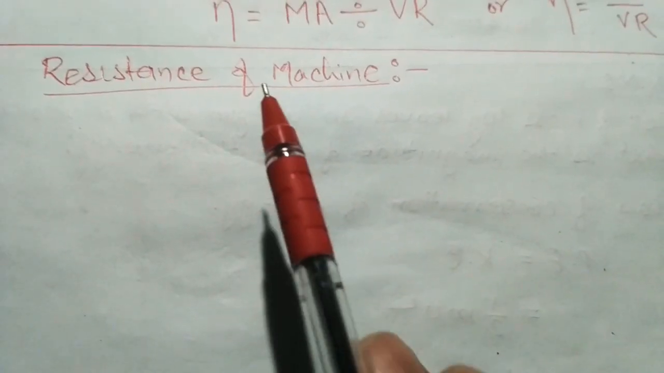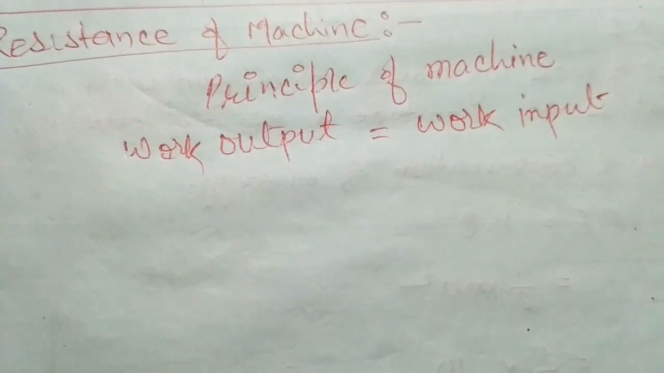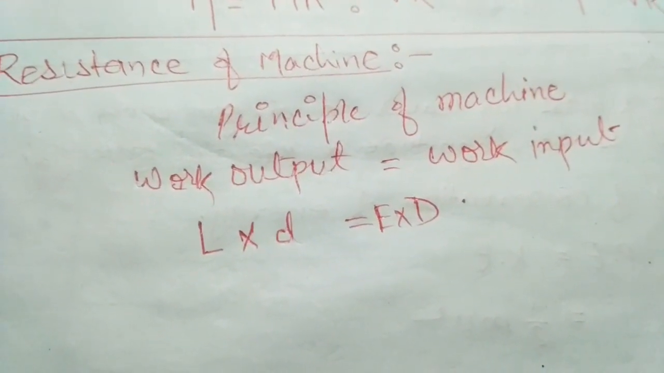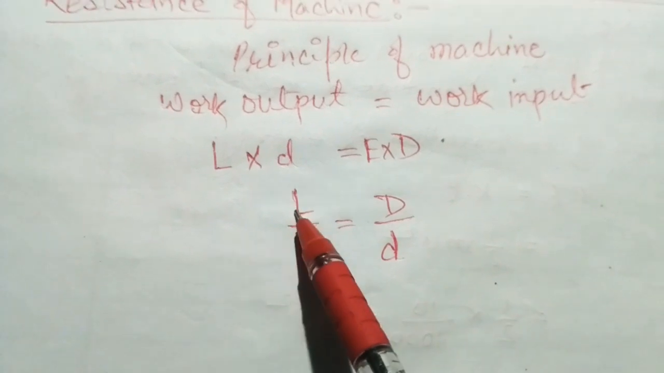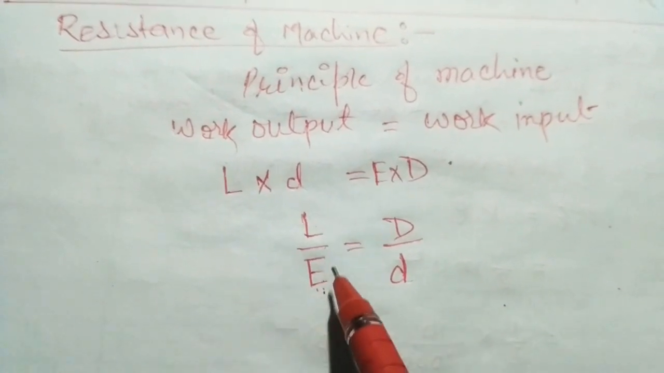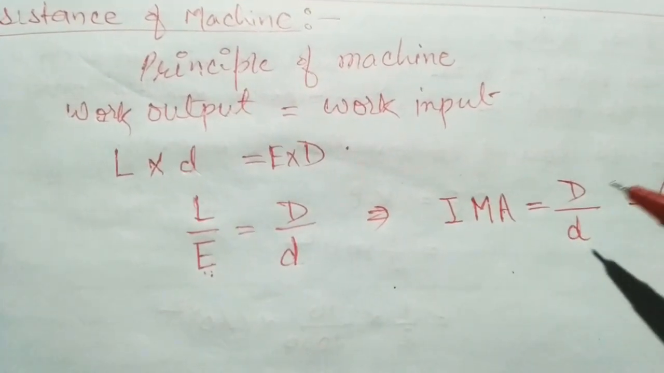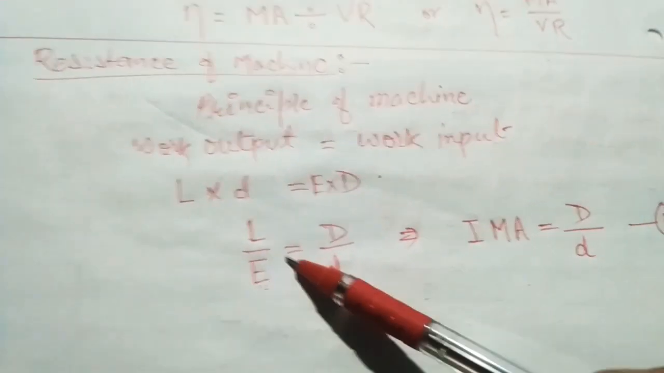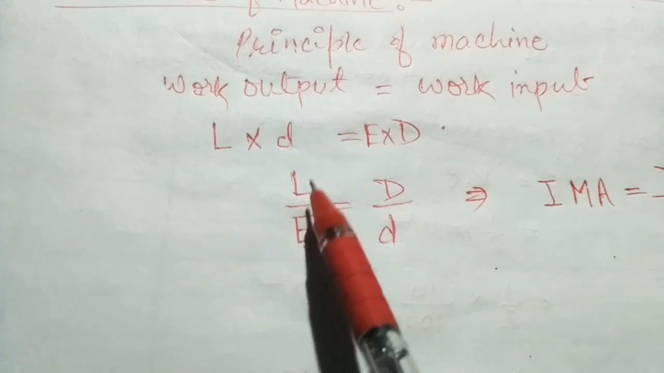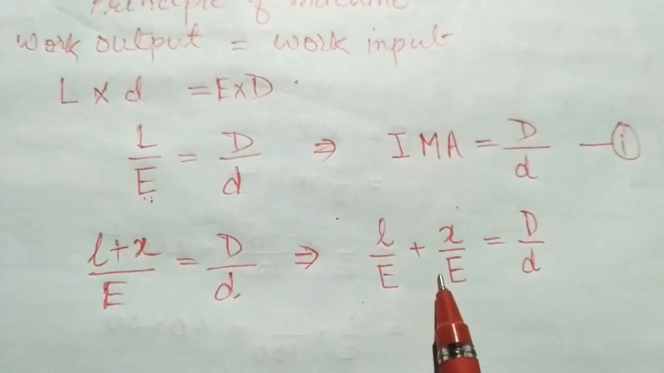Our next topic is to find the resistance in a machine. Let's see one equation to find the resistance in a machine. Now to establish the relation for resistance of a machine, we start with work output upon work input. We know that capital L upon capital E, load upon effort, is known as ideal mechanical advantage. So this ideal mechanical advantage is equal to capital D upon small d. Here it is, making equation 1, and continuing this equation further. This load is the sum of useful load plus resistance. This equation can now be written in split form like this.